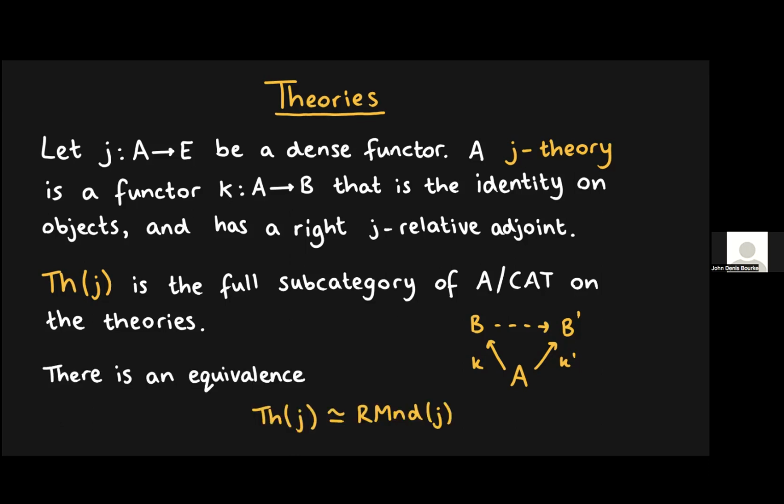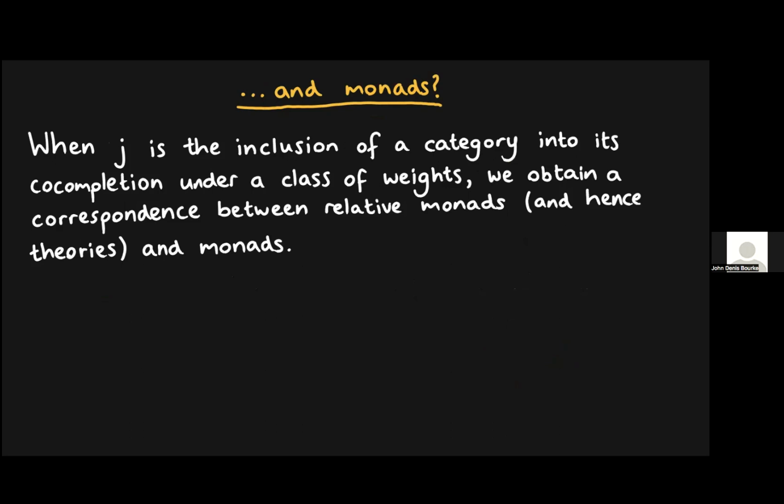And the theorem is that under these assumptions, which are essentially no assumptions at all apart from density, we have an equivalence between the J theories and the J relative monads. So getting to monads is a bit more complicated. We know that when J is the inclusion of a category into some co-completion, then we can use this theorem from before, which says it's the same as some class of relative monads. But we're really interested in more general J.